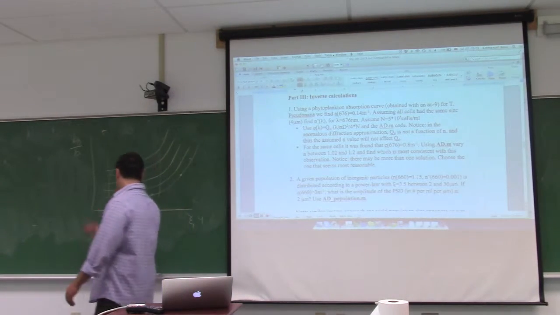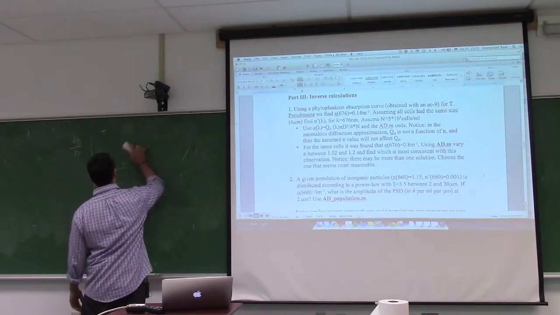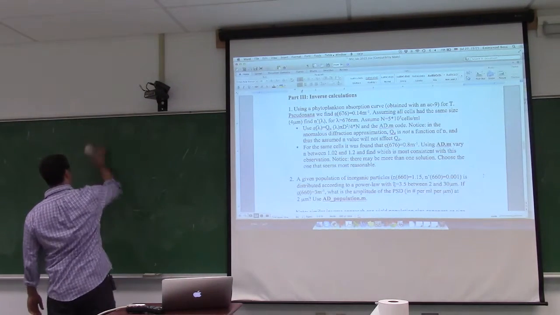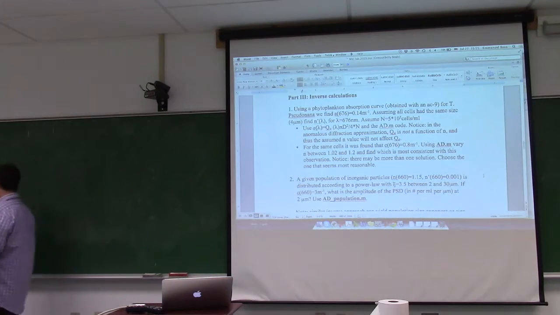Just like we did in the radiative transfer calculation with Hydrolight, in Hydrolight you put IOPs in.